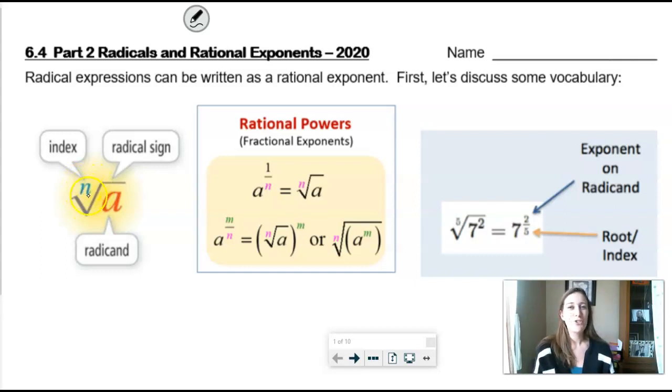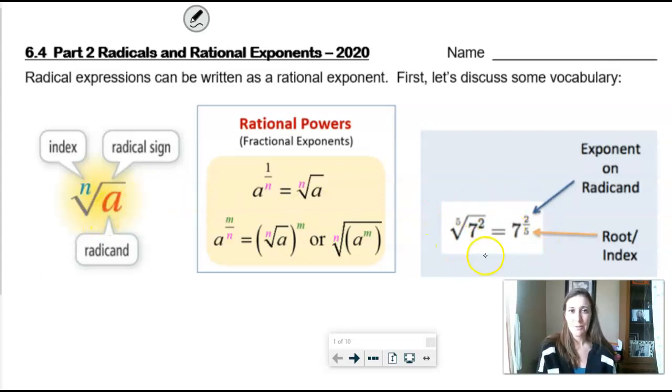So if there's no number in the index, we assume it means it's a square root, because that is the lowest version of an index that you can have. Inside the radical symbol or the radical sign, you have what's called a radicand, and sometimes they call it a base. This radical form is something that our brains understand better, but you can change the radical form to a rational exponent form and vice versa.